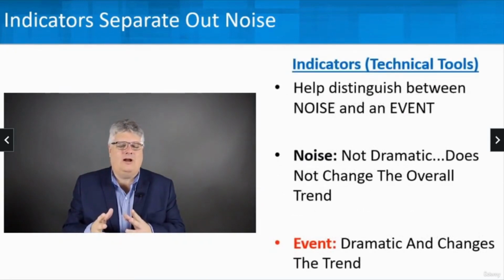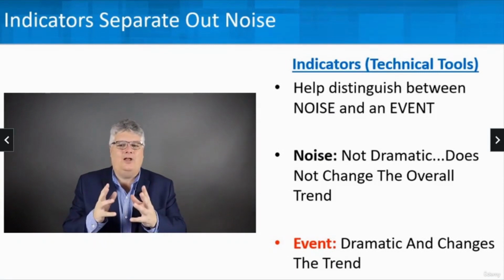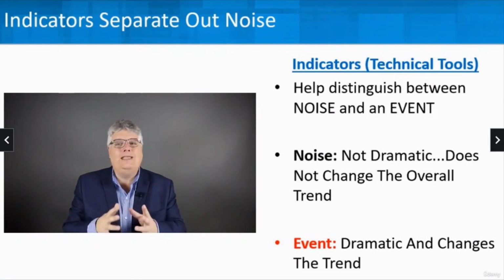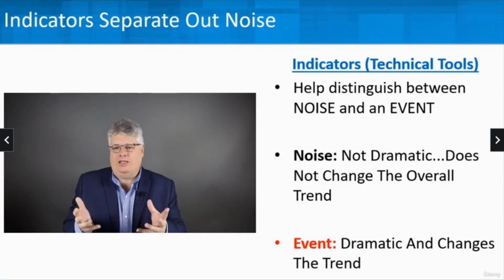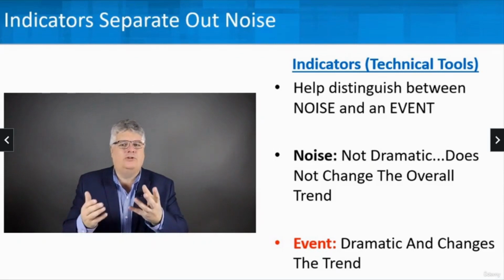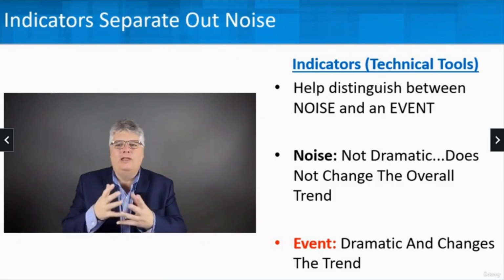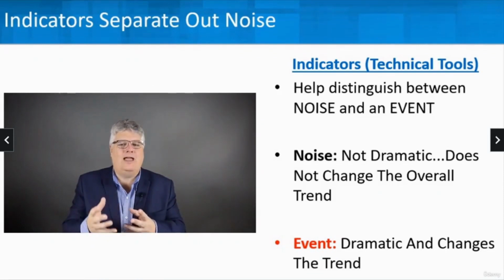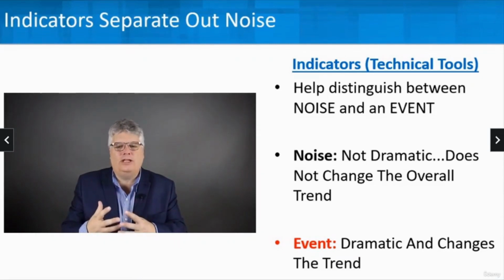So indicators, at their heart, are technical tools that help distinguish between noise and an actual event. So what is that? An actual event is something real that's happened, either with a company or an organization or a currency or globally, whatever it might be. Something's happened in a broader sense or specific to that security, and it's a real live event that's going to change trends, whether they're going up or down or sideways. Something is a real change.